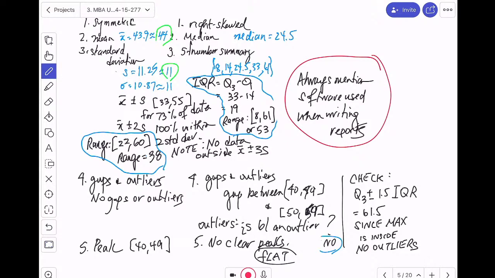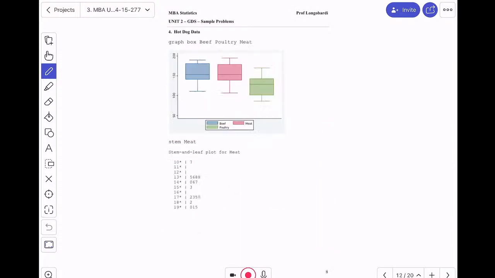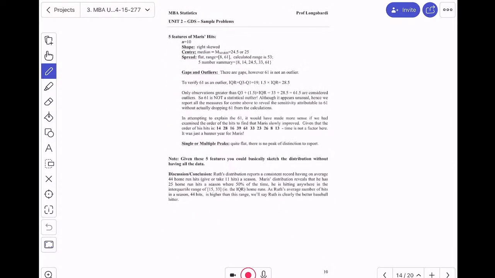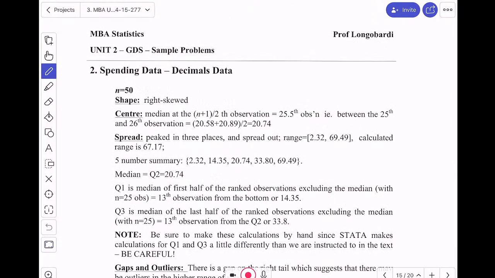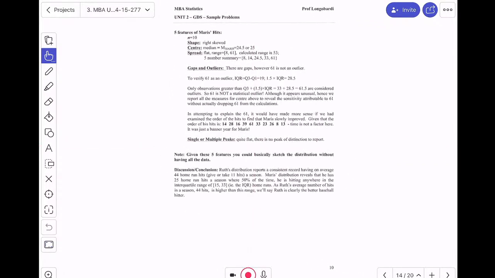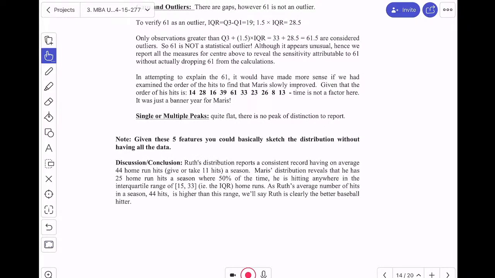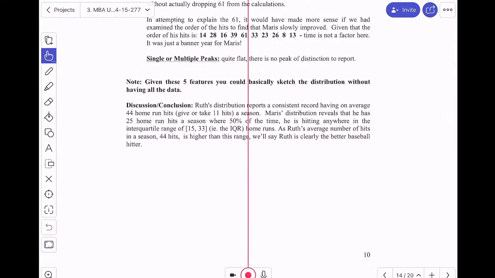Okay, that's it. So that's Maris and Ruth. In conclusion, you can write a conclusion. Once you've systematically listed the 5 features, you write a conclusion. And what was my conclusion in the data? I posted it here. You can say a bunch of things, but this is what I chose to say.